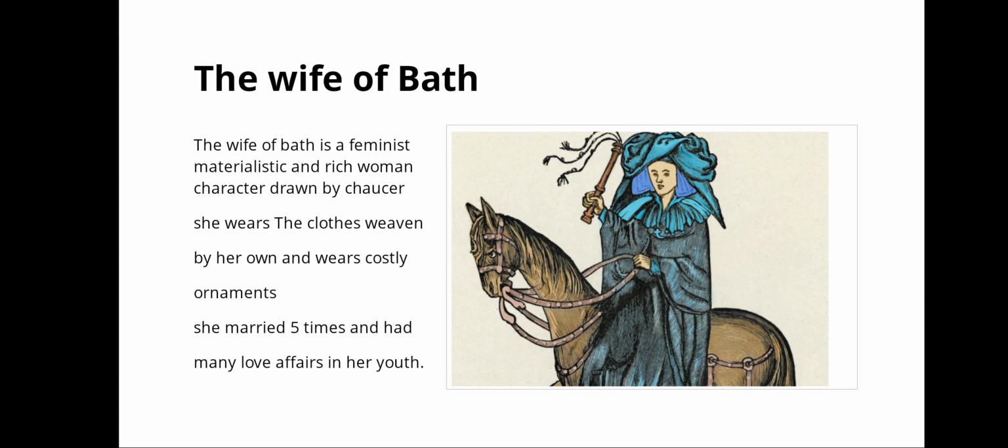The wife of Bath is a feminist, materialistic and rich woman character drawn by Chaucer. She wears clothes woven by her own and wears costly ornaments. She married 5 times and had many love affairs in her youth. She is a feministic character of Chaucer, which represents the type of woman in the English society in 14th century.